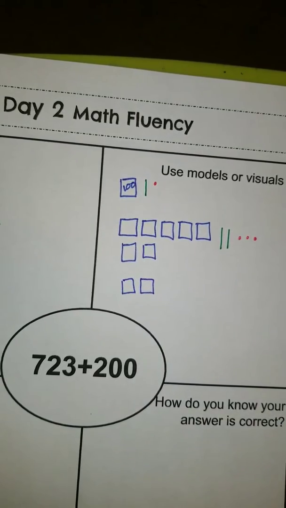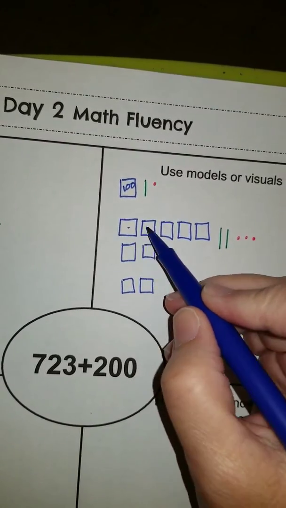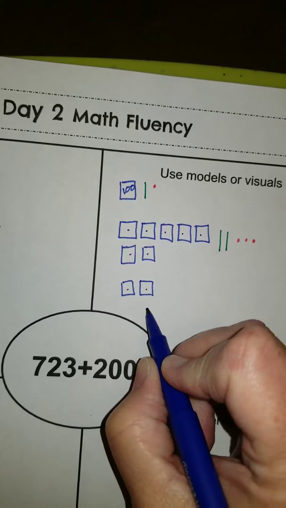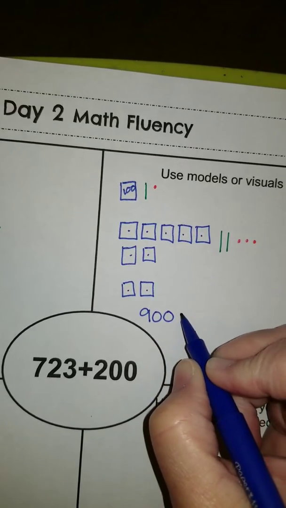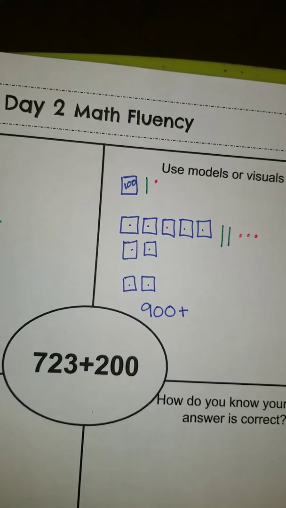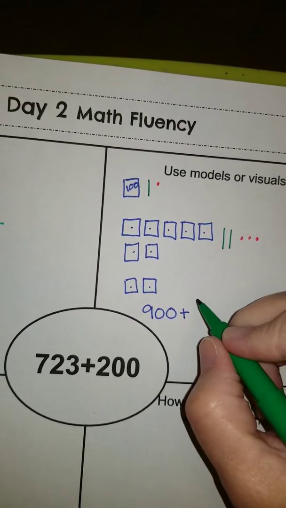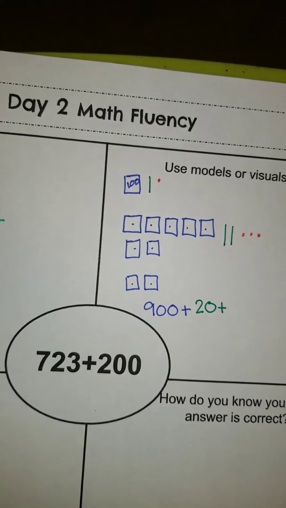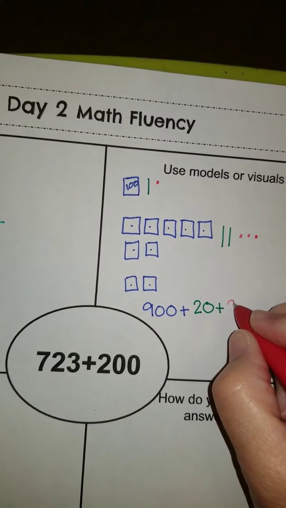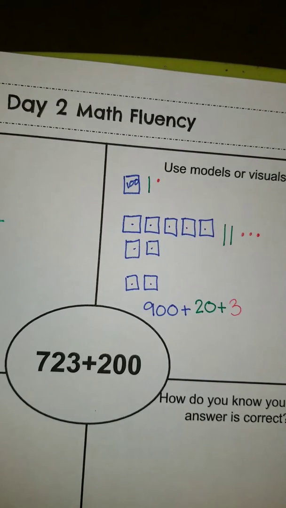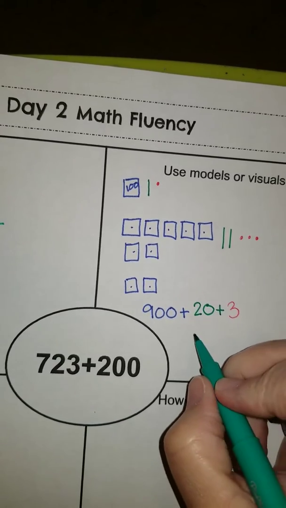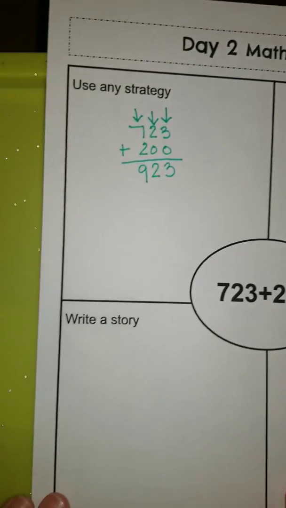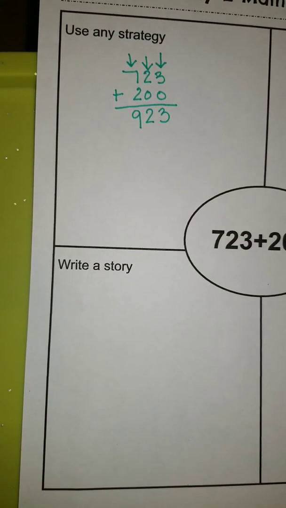And what I'm left with in the end is 1, 2, 3, 4, 5, 6, 7, 8, 900. And then I count my tens, which didn't change at all. 2 tens, 20. And then my ones, which also didn't change at all. 3, which is going to give me my final answer of 923.